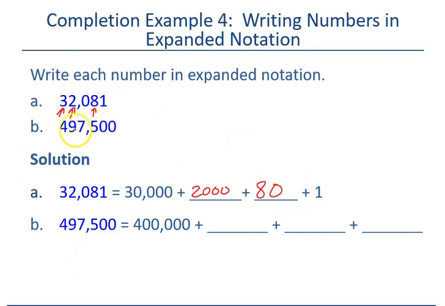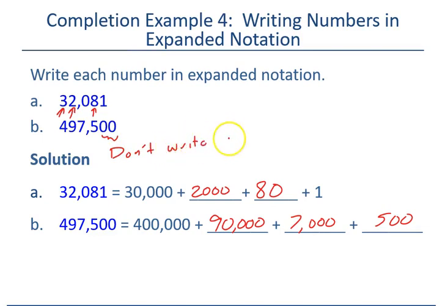Well, continuing on with this 497,500, notice in the 100,000s place, we have 400,000. In the 90,000 place, we have 90,000. Okay, let's continue on. Notice we have 7,000. And then we have this 500. And then, like I stated, when you have these zeros, okay, you don't have to write this. So don't write zeros. Okay?